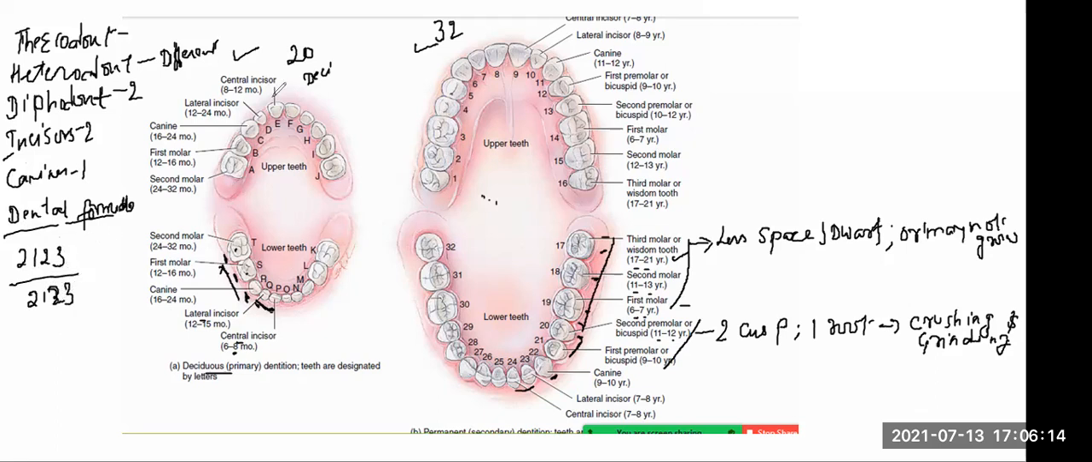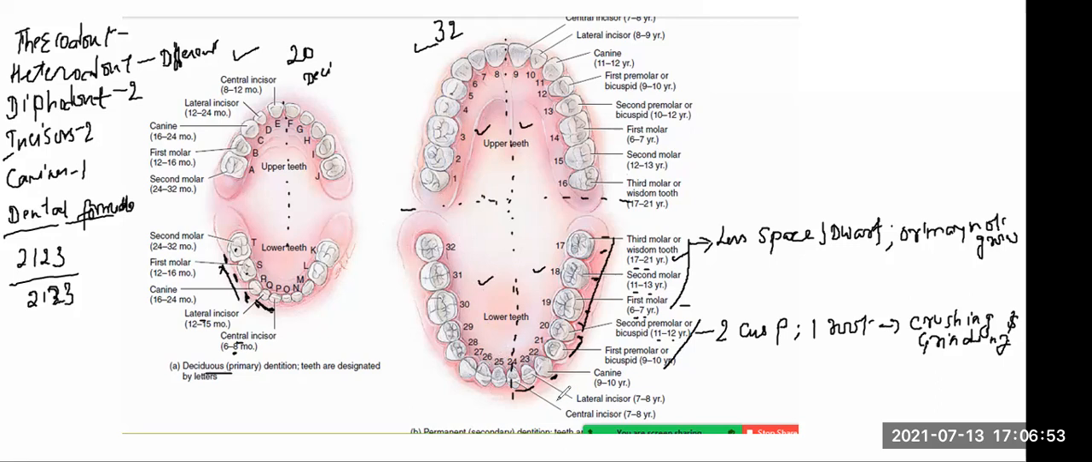And one thing, if you divide your mouth in four parts, if you divide your mouth in four sections, each section, this is one section, this is second, third, fourth, right? So here, if you count, you have 8 teeth in each of the sections.